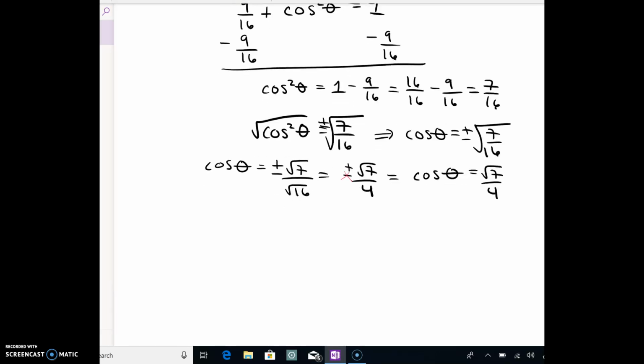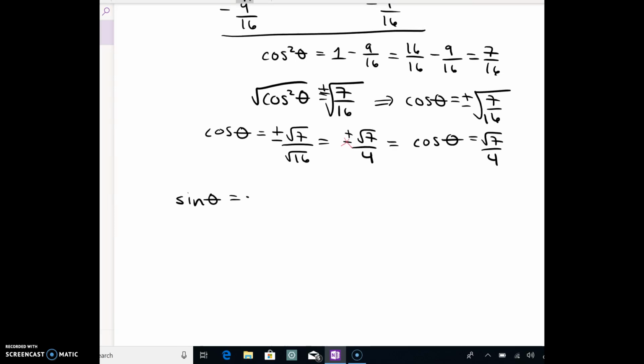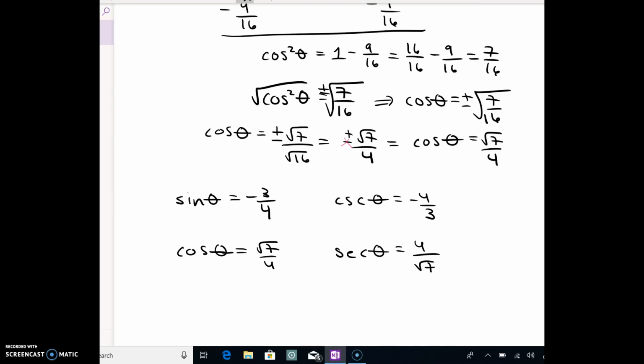So remember what our ultimate goal is. Our ultimate goal is to find all 6 trig ratios. We know what sine is because that's what we were given. We know that sine is negative 3 over 4. We found cosine. We know that cosine is equal to the square root of 7 over 4. Once you know sine and cosine, you automatically know their reciprocals. We know cosecant is equal to negative 4 over 3. And we know that secant is equal to 4 over the square root of 7. And we're just going to rationalize that, which is 4 square root of 7 over 7.